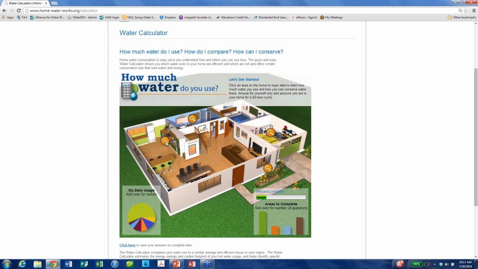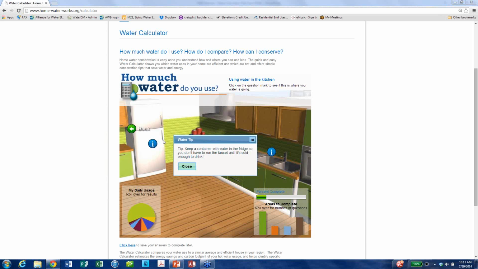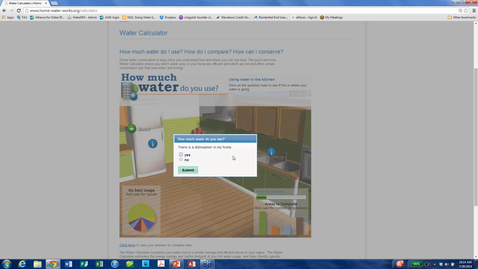So let's start in the kitchen. So we move quickly to the kitchen. You see there's a bunch of different buttons I can push. The i buttons are all informational water tips. So if I click on a tip, it says keep a container of water in the fridge so you don't have to run the faucet. These tips are also things that could be configured by a utility that wanted to deliver some specific information to their customers. The question marks, though, are where we really need to answer things to refine the calculator results.